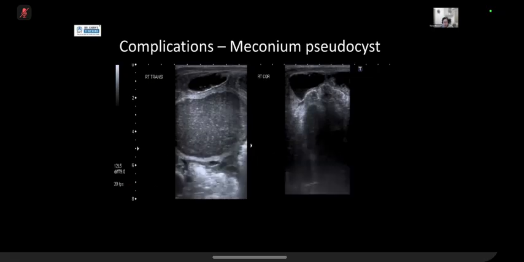Of course, the other differential to think of is a duplication cyst, but what you want to make sure of is that there's no trilaminar appearance, which you see in a duplication cyst, versus a meconium pseudocyst. And you're also looking for other things that could support your diagnosis, such as calcification, because we know that when meconium is extruded, you can get calcification as well. Okay.